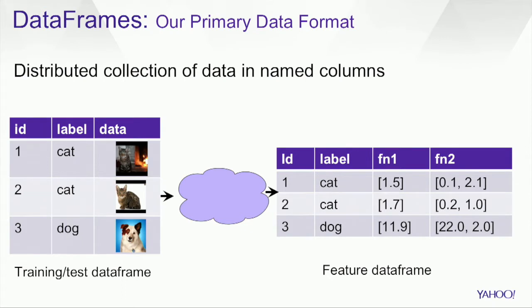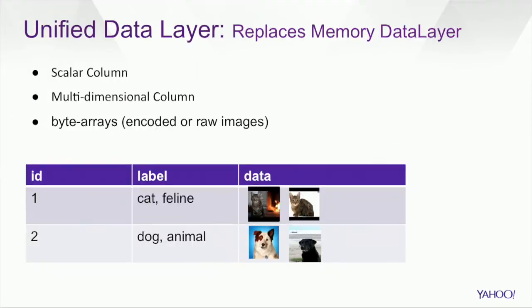And then you can feed all that to some kind of processing, some kind of training, and it can produce further DataFrames. Now, these DataFrames, initially, we used to have only scalar columns. But with the new feature called Unified DataLayer, which replaces the memory data layer, if people are familiar with that who have used CaffeOnSpark, we have now support for multidimensional columns. So for example, you can have a vector of labels or a vector of images. All of them can be represented and encoded in a DataFrame. And I'm going to show you this in a demo.